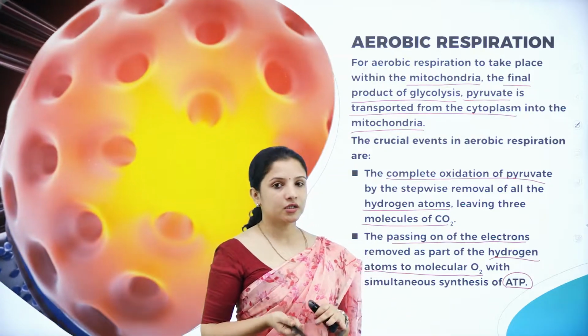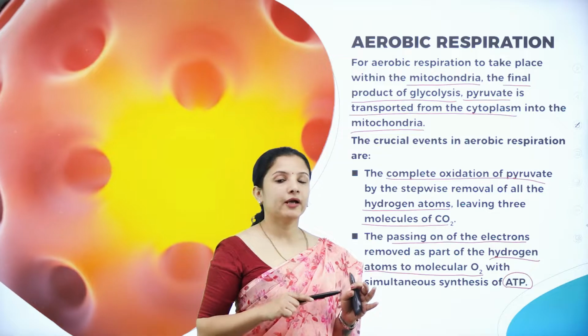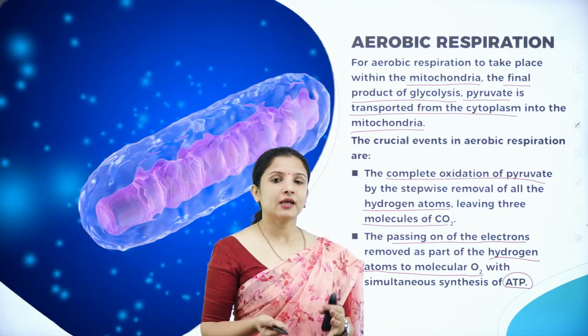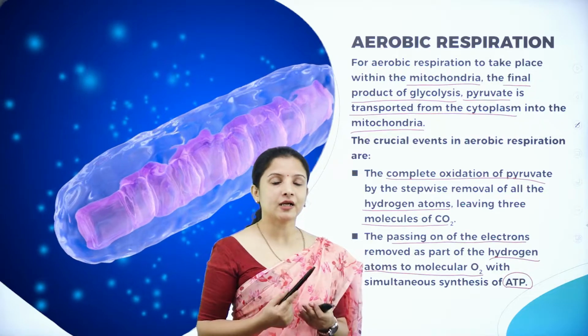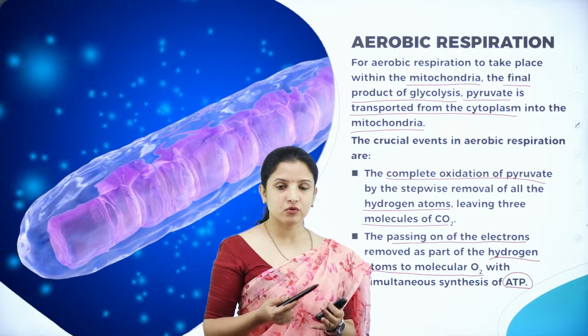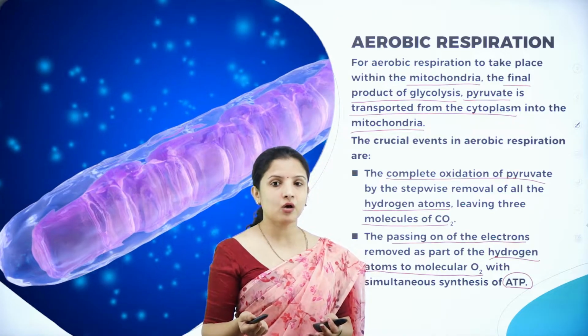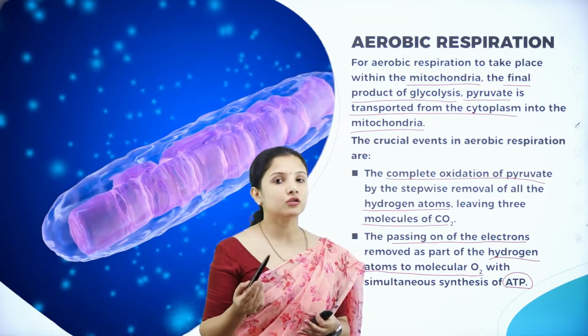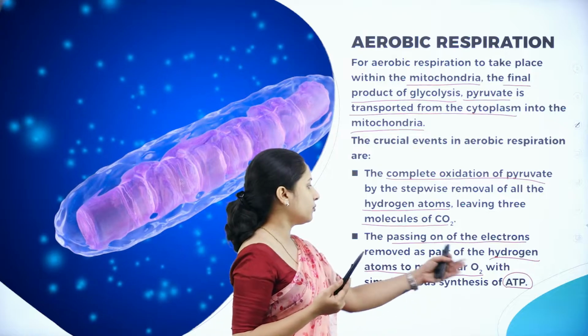Glucose got converted into pyruvic acid. That pyruvic acid enters into the mitochondria. In the mitochondria, they make use of the oxygen. During that process, whatever hydrogen molecules are there, they will be given out, and carbon dioxide also will be given out, and also a lot of energy will be produced in the form of ATP.